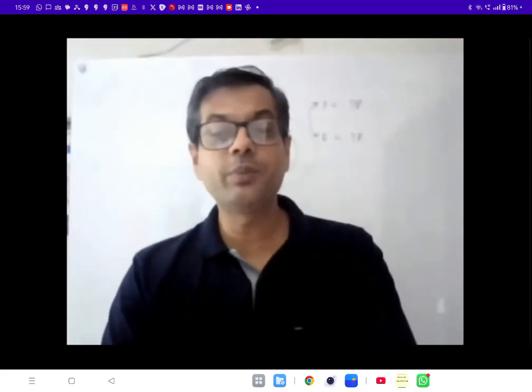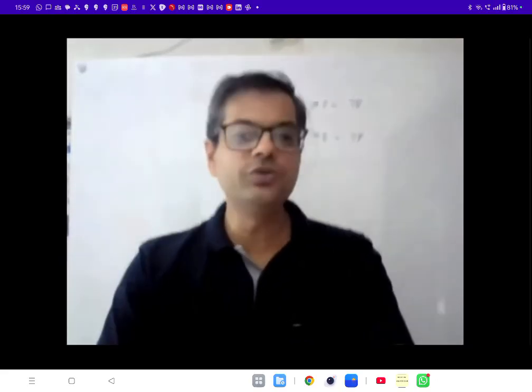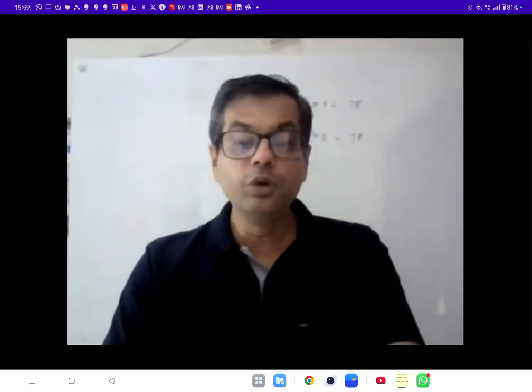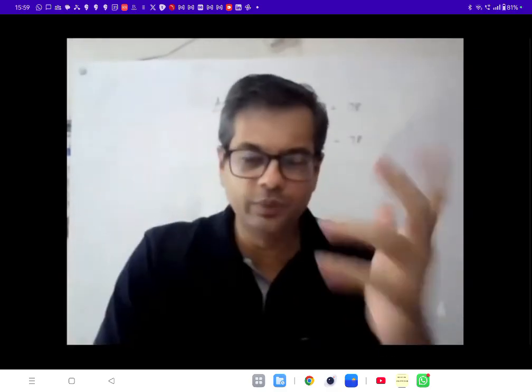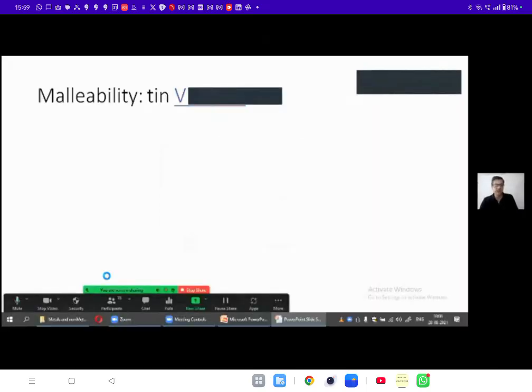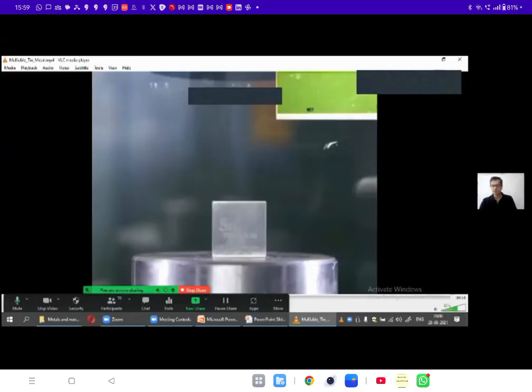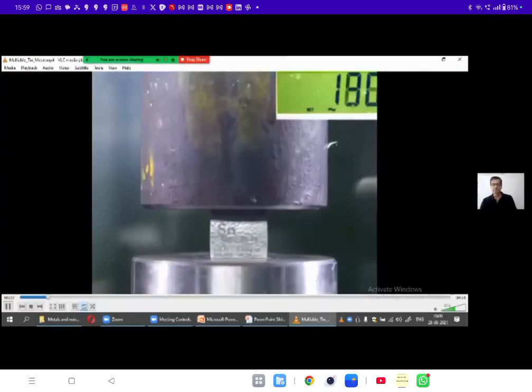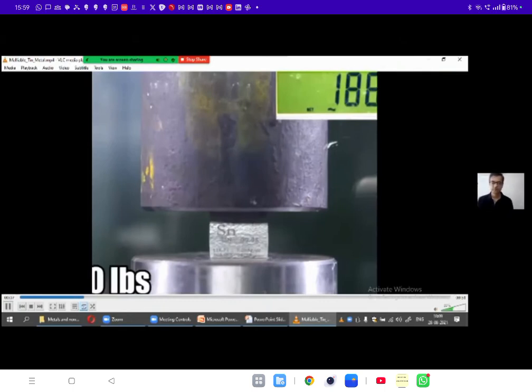Now the next property: metals are malleable, means we can make sheets out of them. How do we do that? You have to take metal and apply very high force. With your hands you may not be able to do it, but here with a machine called a press, about 2 tons of force is applied.